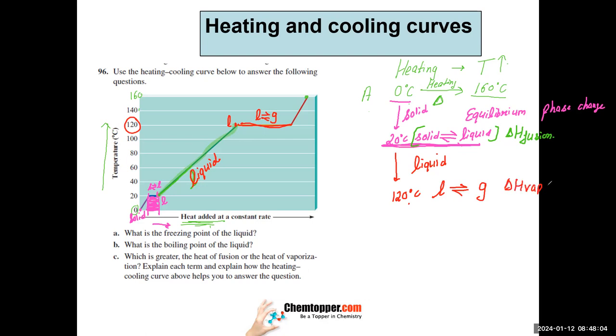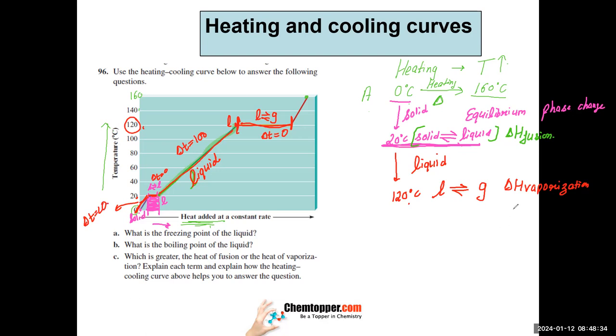Very good, Azuni. Vaporization. Again, there is no rise in temperature. What is delta T here? Zero. In this case, zero. But here you have a delta T. You can see 20 to 120. What is delta T here? 100. Here also you have a delta T. Here, delta T is 20.